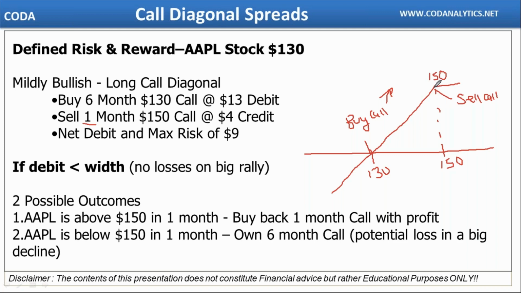And at this 150 level, if you're going to sell, what are you actually going to sell? You currently don't have any stock to sell. So you have to come back to your 6 month call to exercise your right to buy that stock. And at what price will you be exercising it? You'll be exercising at $130.